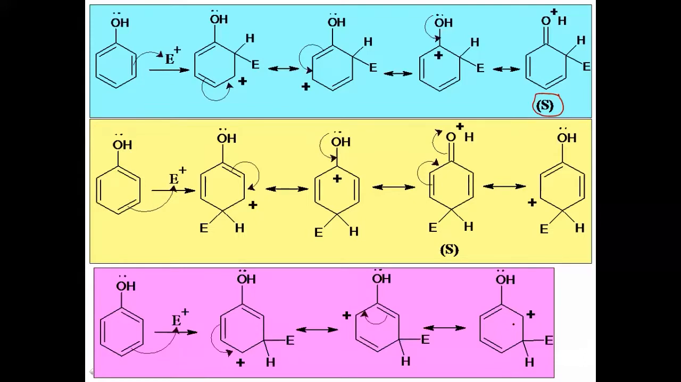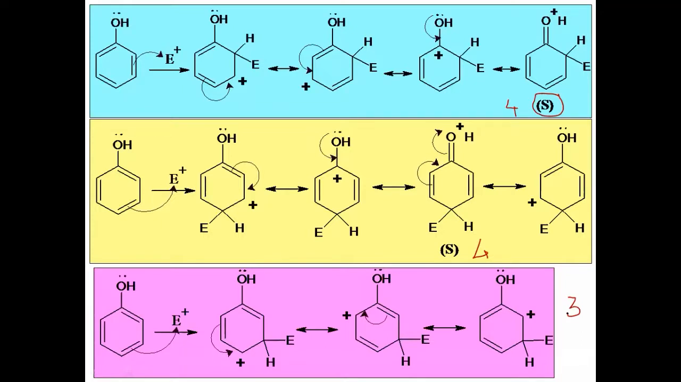Now, what about the stability? We know that if any species shows resonance effect, then that species is more stable. We know that the more the number of canonical structures, the more the stability. What happens in the case of ortho attack? There are 4 resonating structures. In the case of para, there are 4 resonating structures. But in the case of meta, there are only 3 resonating structures. Hence, on that basis, we can say that the Arenium ion in the case of meta attack is less stable. This is the first reason.